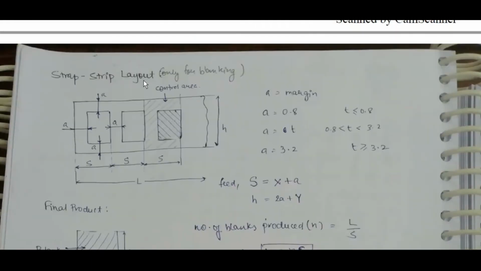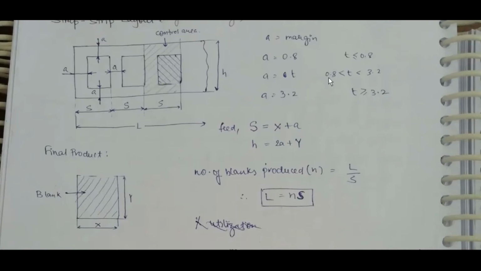Strap strip layout only for blanking. Control area: A is equal to margin. A is equal to 0.8 for T less than or equal to 0.8; A is equal to T for 0.8 less than T less than 3.2; A is equal to 3.2 for T greater than or equal to 3.2. Feed S is equal to X plus A, H is equal to 2A plus Y.